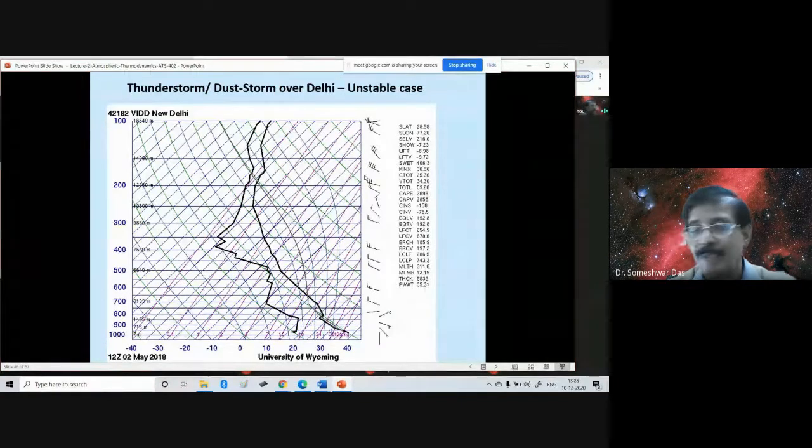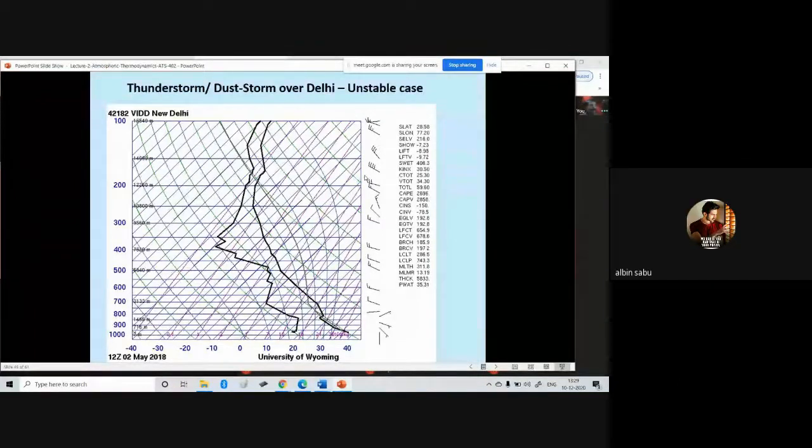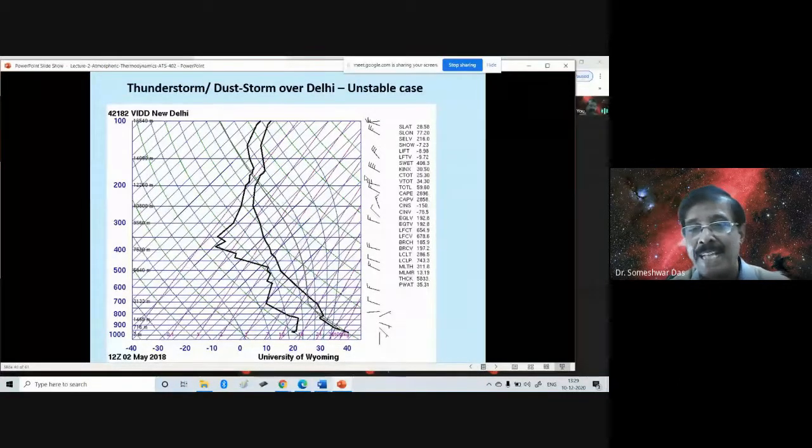20 meters per second is quite a strong wind speed, isn't it? If you convert into kilometers per hour, 20 meters per second is how many kilometers per hour? Approximately 80. Yes, approximately 80 kilometers per hour. Just imagine you are driving a car at a speed of 80 kilometers per hour, and you hit the car into some tree or somebody. What will happen to him? Smashed completely, right? So that is the wind speed.